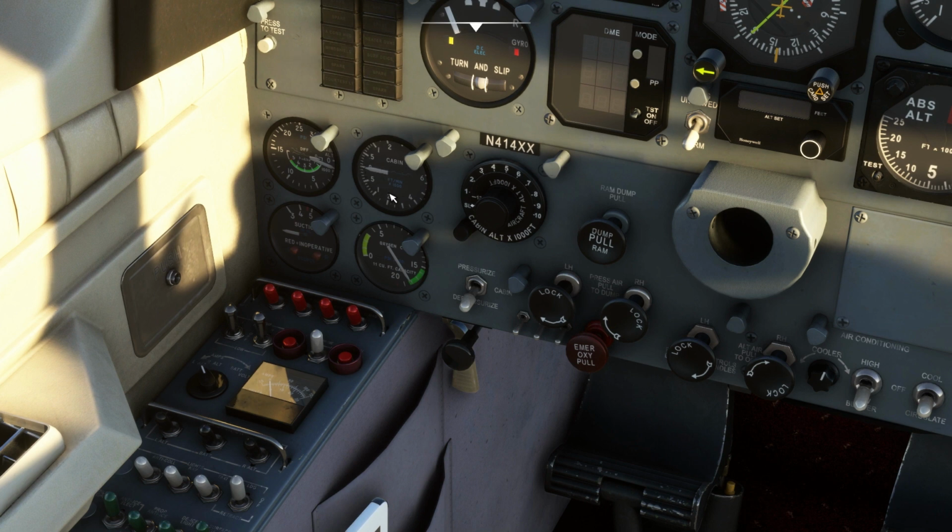What does the cabin pressure do? It goes down or it goes up. This is the way you set up the system, the pressurizing system. There are notches for each flight level or altitude you may fly to.